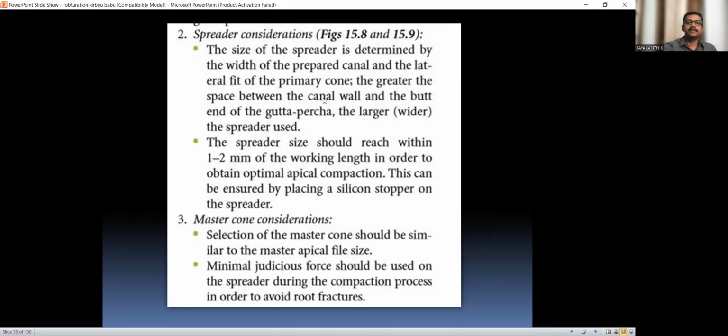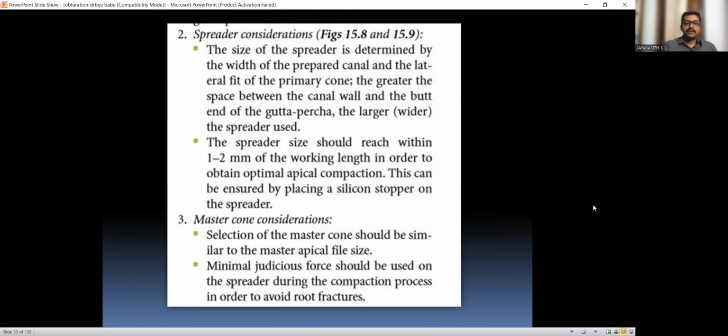The greater the space between the canal wall and the butt end of the gutta percha, the larger or wider the spreader used should be. The spreader size should reach within 1 to 2 millimeters of the working length in order to obtain optimal apical compaction. This can be ensured by placing a silicone stopper on the spreader. So the idea is that the spreader selected should reach within 1 to 2 millimeters of the working length in order to obtain optimal apical compaction.